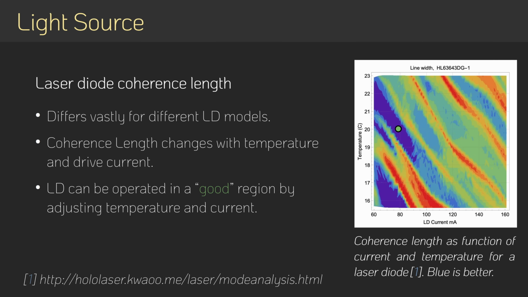On the right, a plot of the coherence length for a laser diode over a range of temperatures and drive currents is shown. This map can vary significantly between different laser diode models and even among individual diodes of the same type. The goal is, however, to operate the diode within one of the blue regions. Luckily, for certain laser diode models, these regions are quite large and temperature control isn't necessary when choosing the correct drive current.